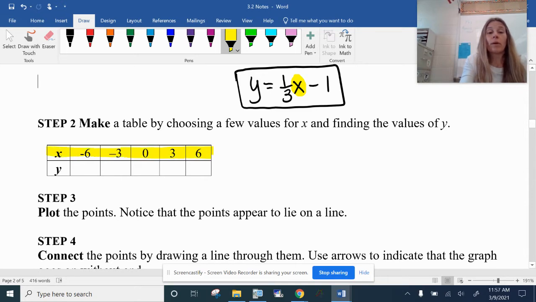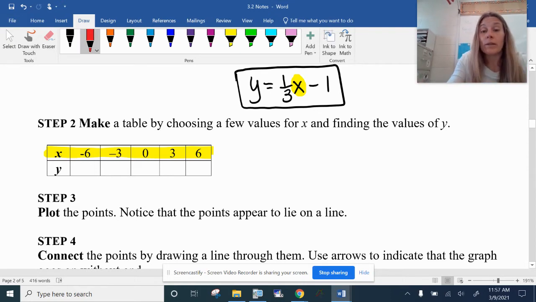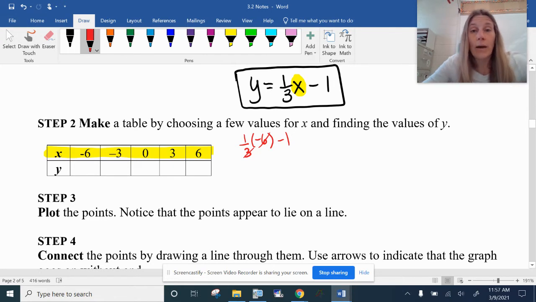So the domain, remember, is all the input values or what you're substituting in for x. So if you have it set up in function form, most likely you'd be able to do these in your head, and it would be pretty straightforward. So 1/3 times -6 minus 1. So 1/3 of 6. Now the reason I picked this domain is because all of these values are multiples of 3. So when I multiply them by the 1/3, I will be left with an integer.